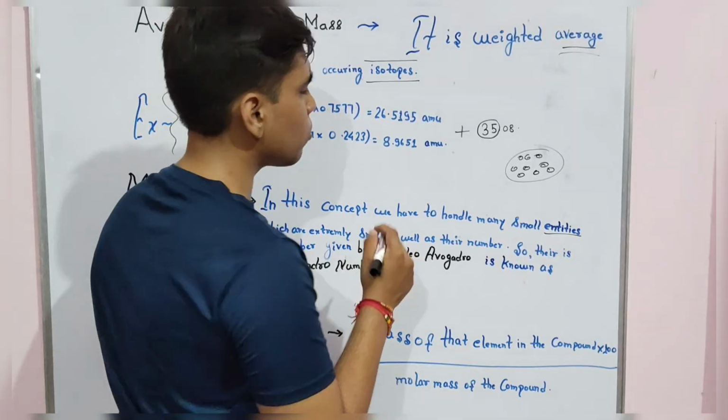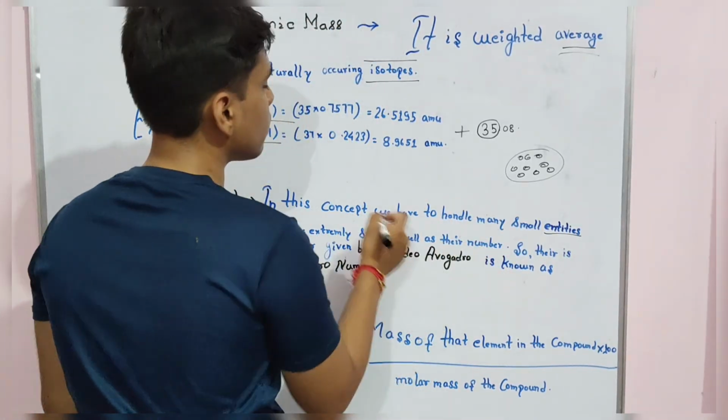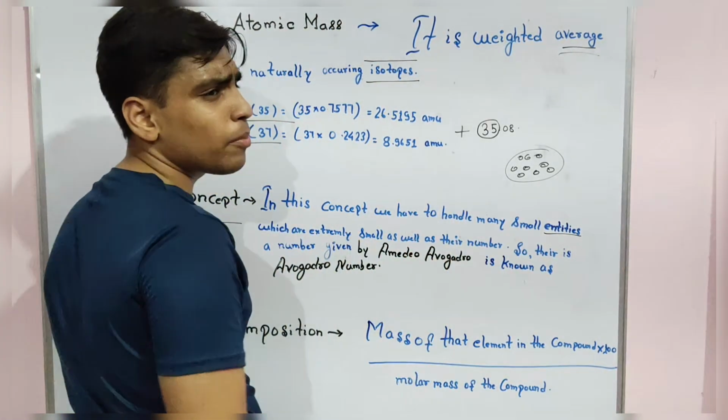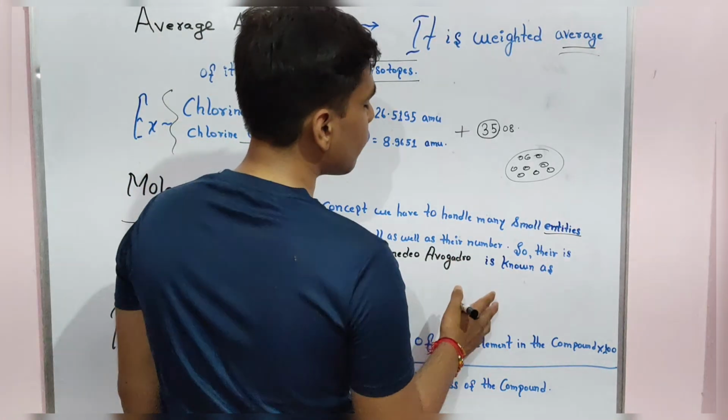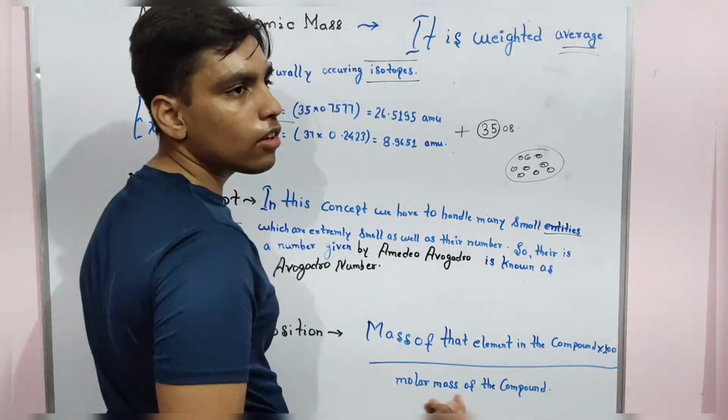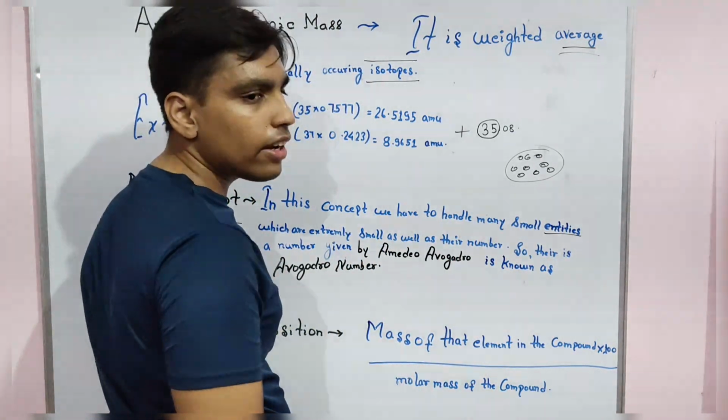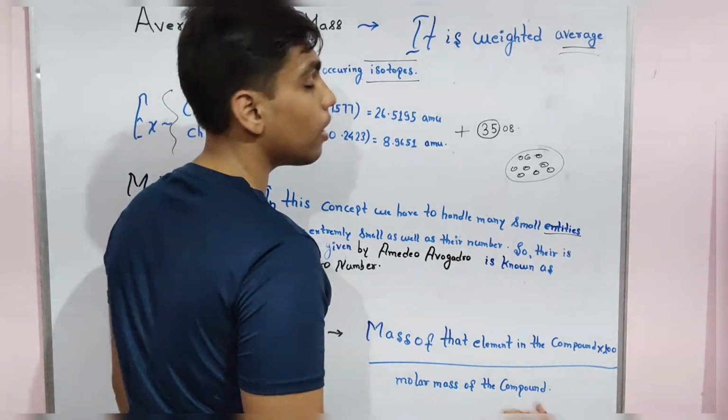So their number is also huge, like 6.022 into 10 to the power 23. So we have numbers also, like we call a dozen of bananas. Like we call one dozen of bananas, but there are 12 bananas.